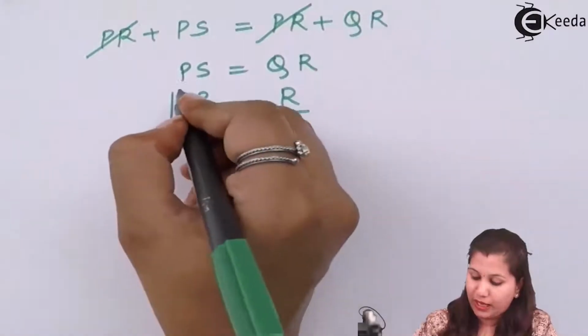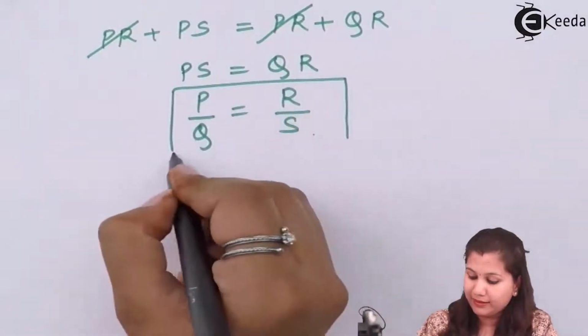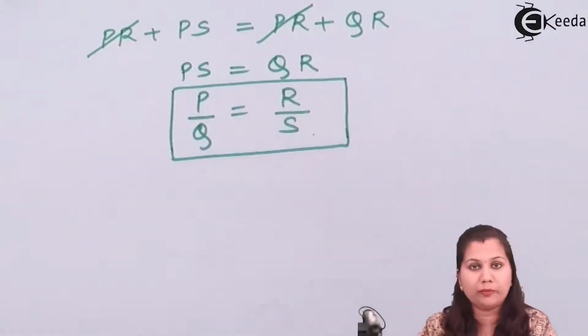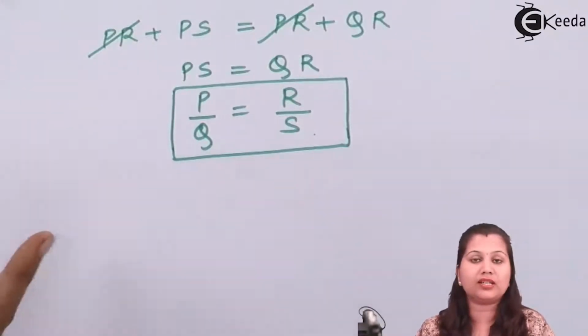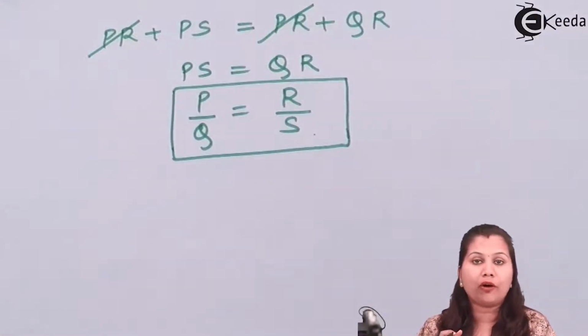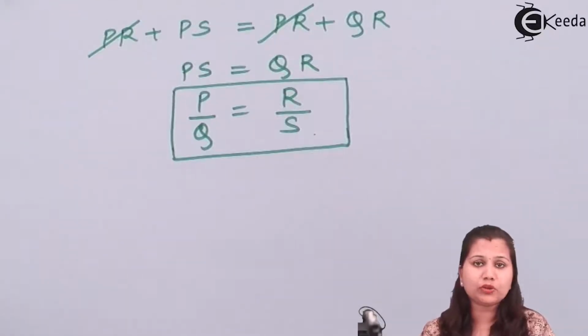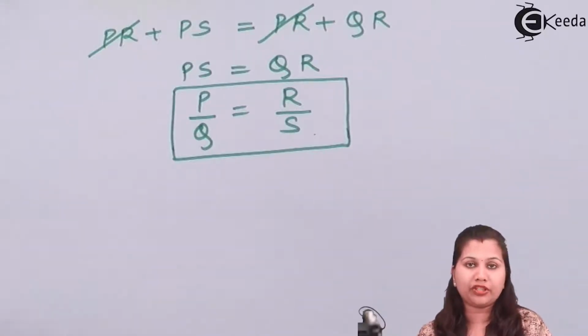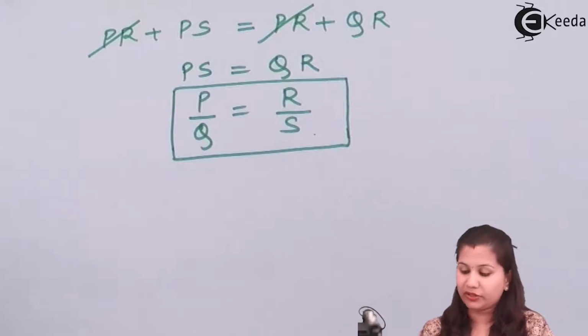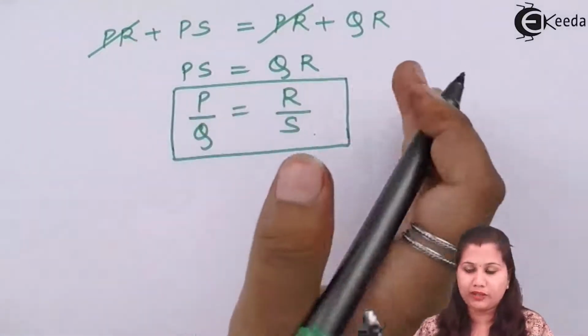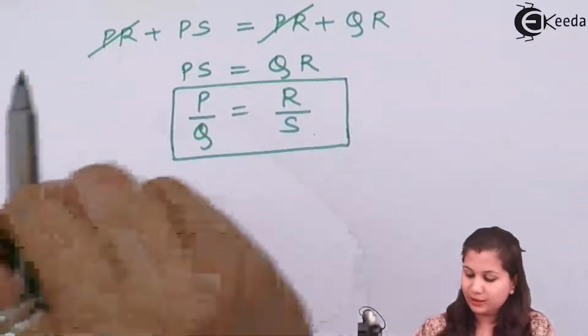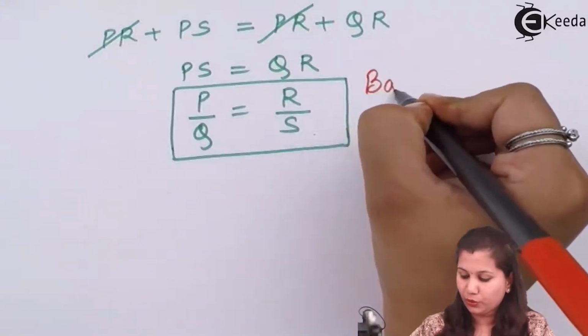This is the ratio and this is the famous balance equation of the Wheatstone Bridge. And this equation is used as a base for further bridge networks, because the Wheatstone Bridge is taken as the base of all the bridge networks. So all the bridges which are based on this Wheatstone Bridge will follow this equation. So this is the balance equation of the Wheatstone Bridge.